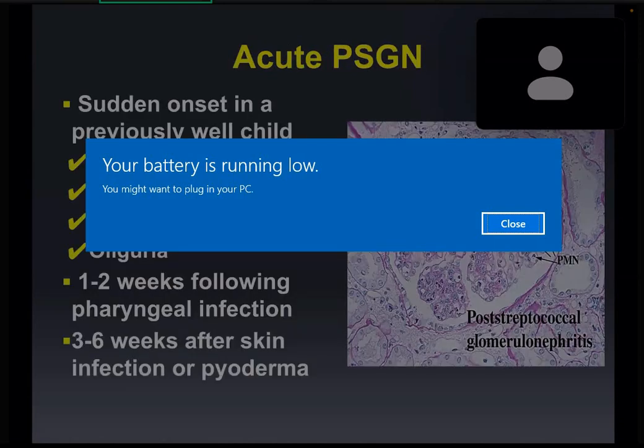So what are the manifestations when you see a patient, when you recognize it? There are only 4 criteria that you are going to remember. There's presence of hematuria, there's presence of edema, hypertension, and oliguria. And when you look back at the history, there's a 1 to 2 weeks history of upper respiratory tract infection that is probably a cause of streptococcus. And when it comes from the skin infection, it's around 3 to 6 weeks after a pyoderma.